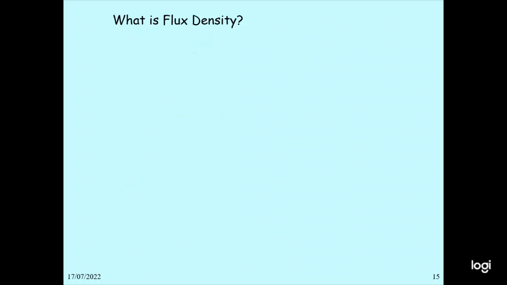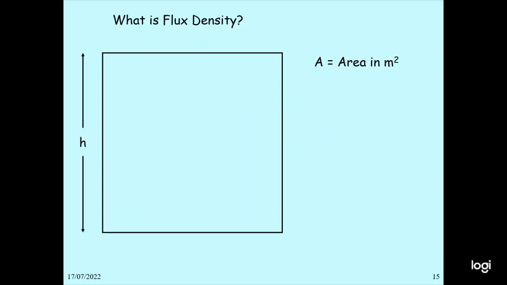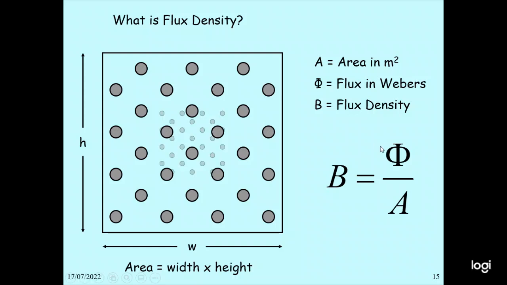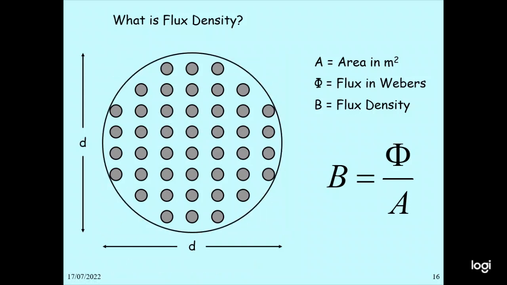What is the flux density? This is the area. Area is width multiplied by height. The flux in Weber can be calculated. B is the flux density, so phi divided by area. So this is the flux density, and this is the circuit side. So B equals phi by A. In this case, the area can be calculated as pi d square by 4, or pi r square, where r is d by 2, so the whole square.